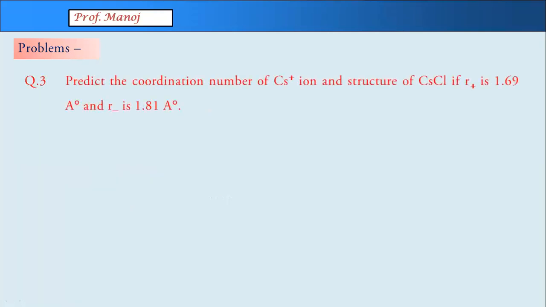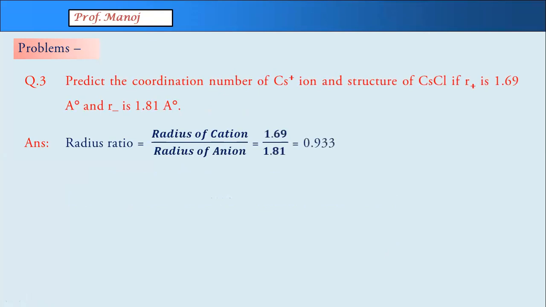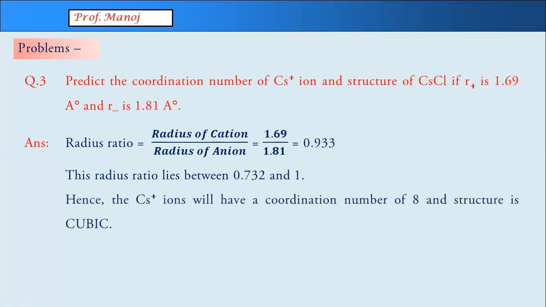Another one, now little different. Coordination number is asked. Cation and anion values are given. Now the answer is 0.933. So this is going to fall in the last number in that table. So the coordination number is higher, 8, and the structure is coming out to be cubic. Basically, all these things are based only on the table, nothing great.